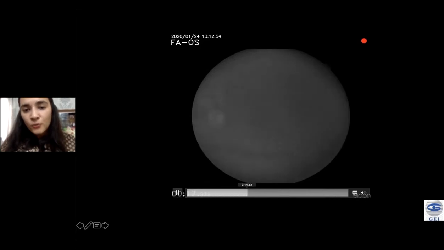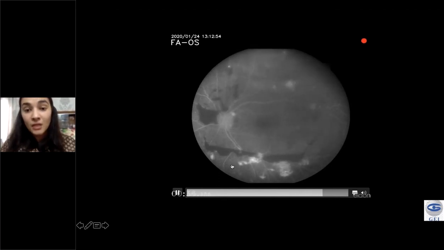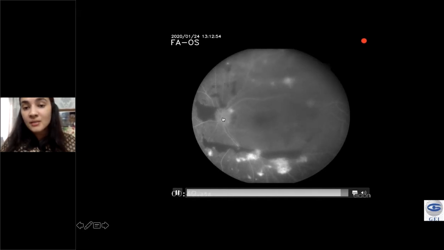So as and when you proceed further, you notice inferiorly, if you look, you will see a patch of blocked fluorescence, which is due to the bleed that you're seeing. And just next to that blocked fluorescence, you see a patch of highlighted lacy network of blood vessels, which is the NVE. So you know where it is bleeding from. There are multiple NVEs. If you look at the disc, there is an NVD also.